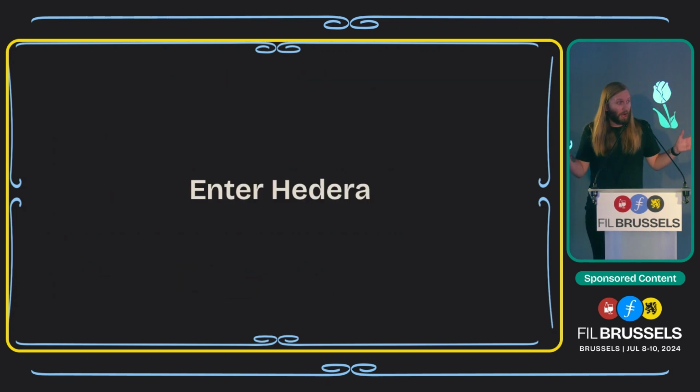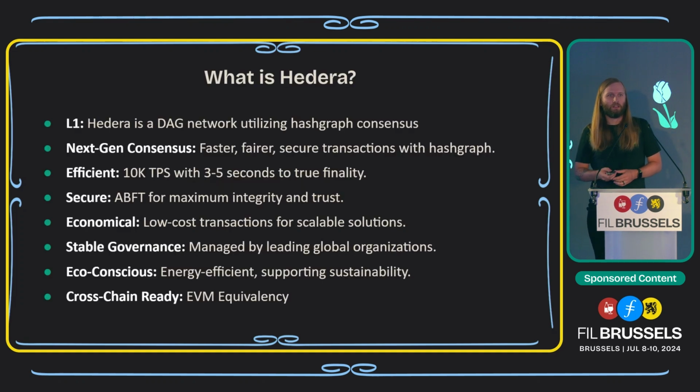So there's tons of problems, and I told you this would be specific to Hedera. So I'm going to tell you a little bit about how Hedera Token Service aims to solve some of these issues. First, if you do not know what Hedera is, quickly, we are an L1 DAG network utilizing Hashgraph consensus. The next-gen consensus Hashgraph, it's faster, fairer, and has secure transactions. It's efficient with 10,000 TPS in 3 to 5 seconds to true finality.